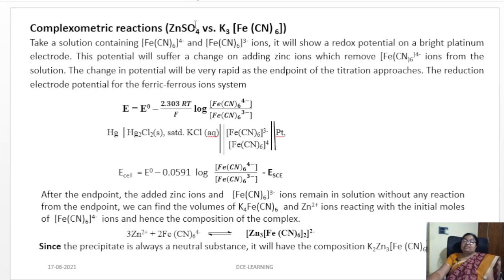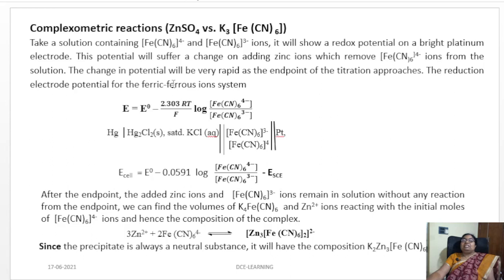a redox system whose potential is given by the Nernst relationship. That is why we use both ferrocyanide and ferricyanide. Containing both in the analyte solution, it will show a redox potential on the indicator electrode. Usually the indicator electrode is taken as a platinum electrode.